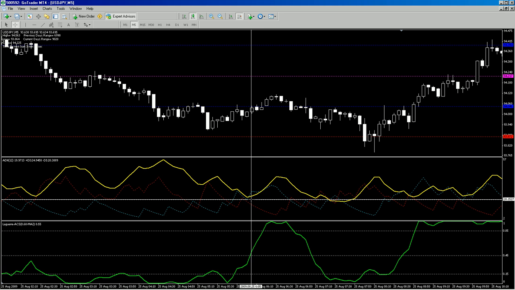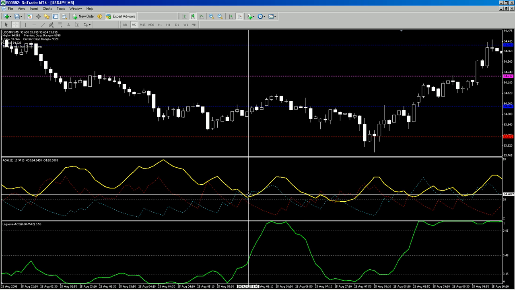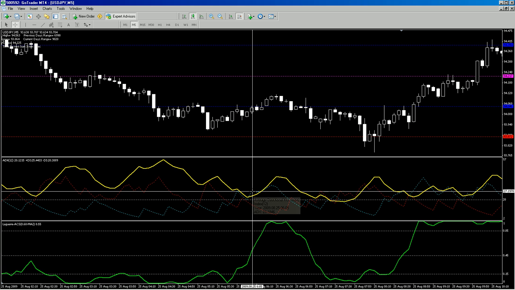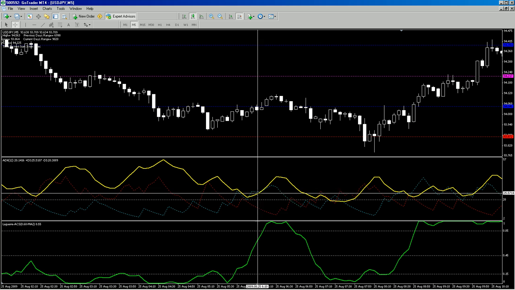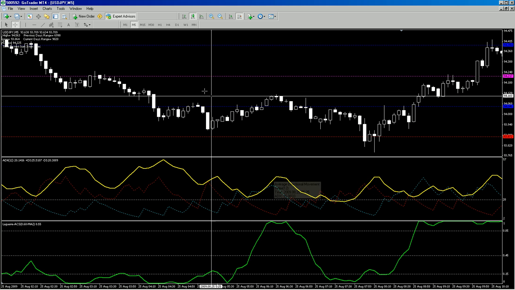Now, we're heading up. Now the blue line's above, so we're going long. The blue says we're going long. Remember, red says we're going short. And up it goes again. Now that's on a 5-minute chart.